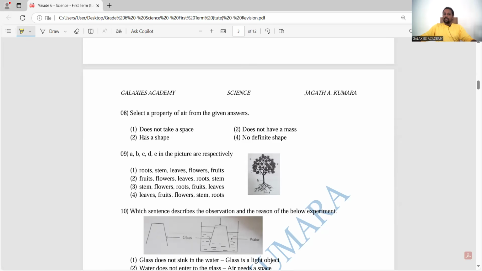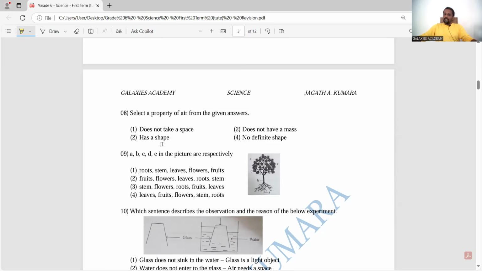The first one given: does not take a space. No, it is incorrect. Air is a matter, so it takes space, it occupies space. Does not have a mass. It is also incorrect. Why? Because we discussed the activity using two balloons, right? I think you remember. So it is an incorrect answer.